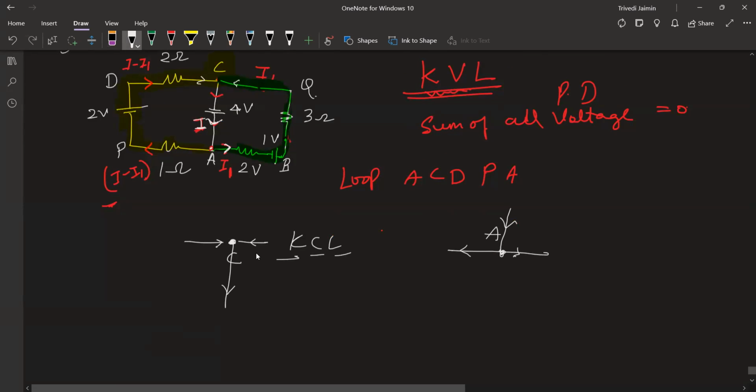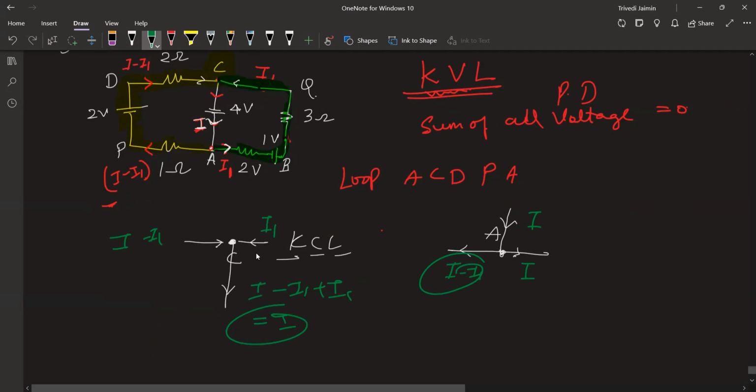Now at C, currents are joining. What is the value of this side? I minus I1. What is the value of this side? I1. So if they join, it will be I minus I1 plus I1, that means I. Here, I is dividing into I1 and I minus I1.